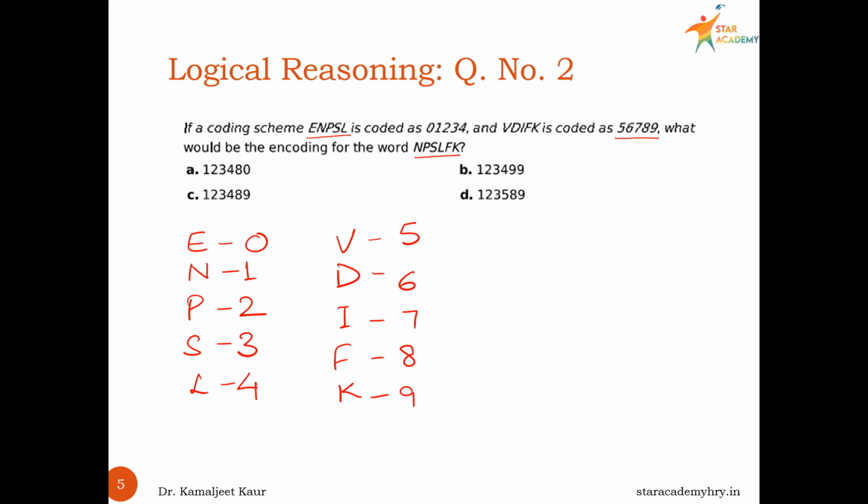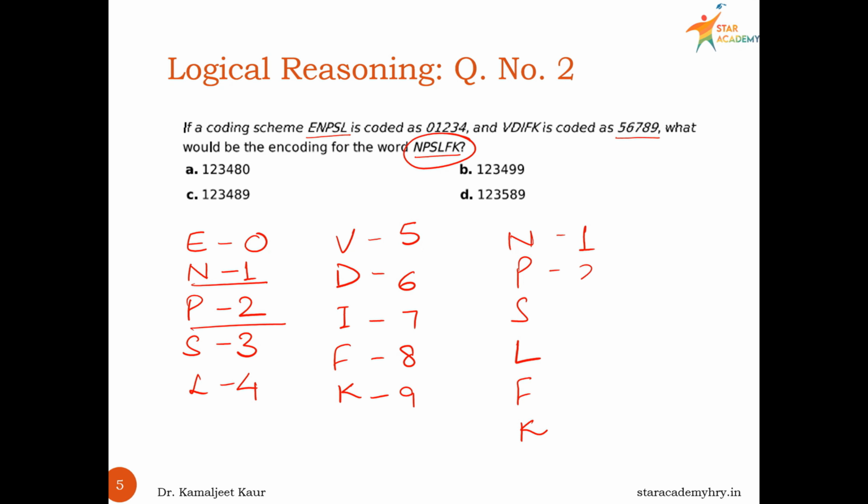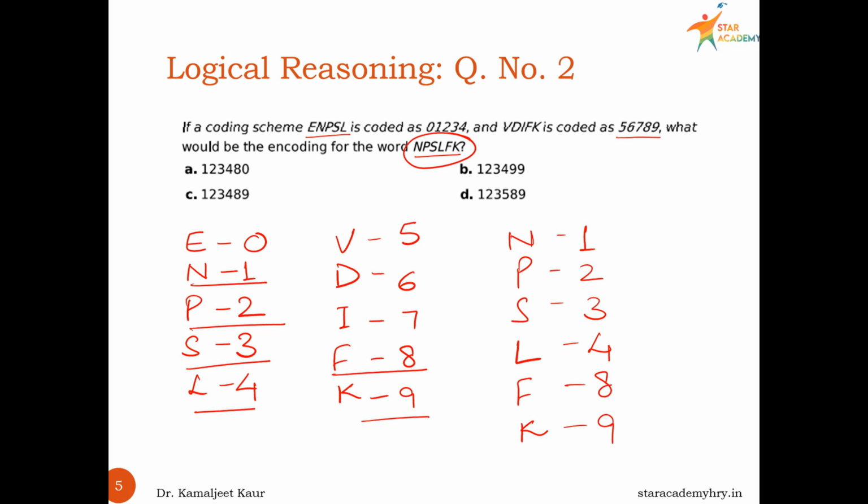Now we need to check the code for NPSLFK. The code for N is 1, code for P is 2, code for S is 3, code for L is 4, code for F is 8, and code for K is 9. Hence 1, 2, 3, 4, 8, 9. Here we find the same. So C is the right answer here.